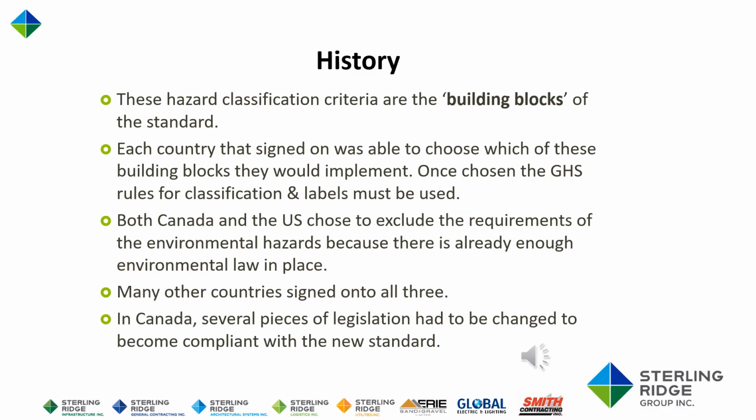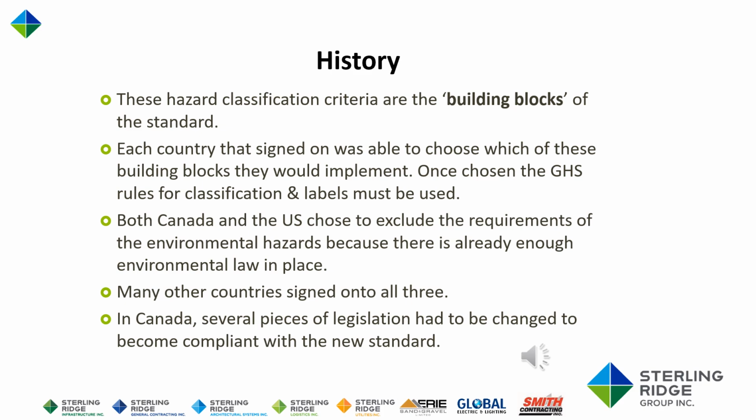These hazard classification criteria are the building blocks of the standard. Each country that signed on was able to choose which of these building blocks they would implement. Once chosen, the GHS rules for classification and labels must be used. Both Canada and the US chose to exclude the requirements of the environmental hazards because there is already enough environmental law in place. Many other countries signed on to all three.